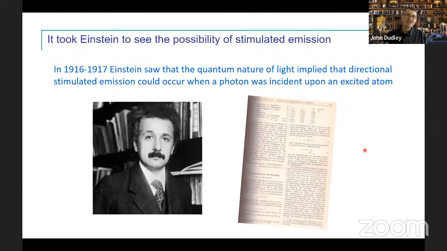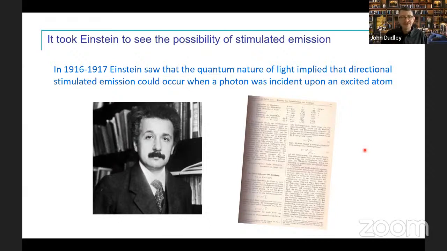And the reason I stress this is because the public usually associate Einstein with the theories of relativity, gravity and special relativity. But it took Einstein to see the possibility of stimulated emission. So the possibility that light matter interactions could yield stimulated emission, which ultimately led to the laser, was not seen by Bohr, nor by Schrödinger, nor by Heisenberg, nor by Planck. It took Einstein's intuition to see stimulated emission.